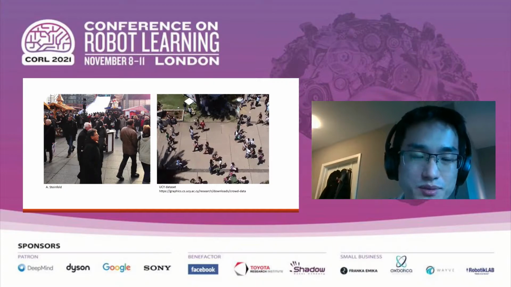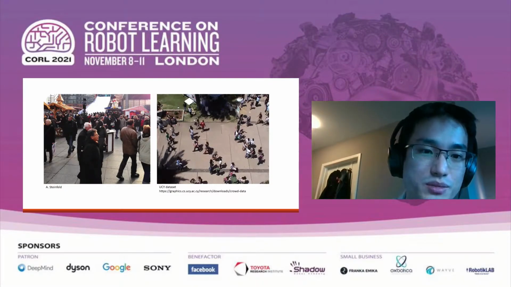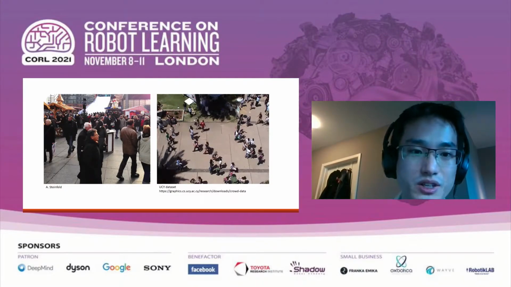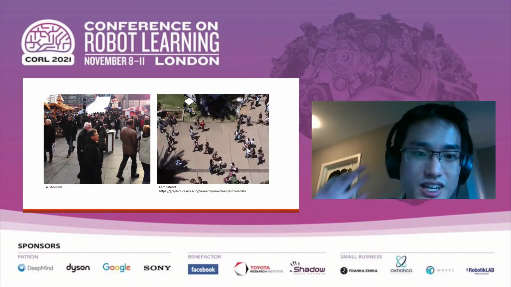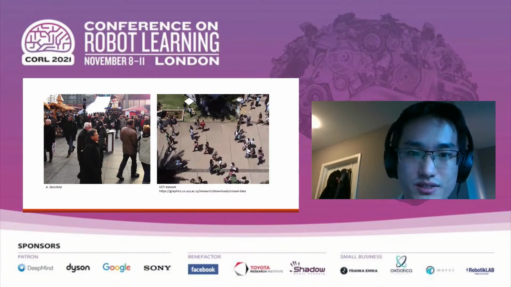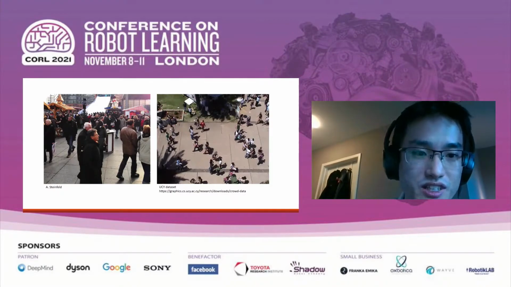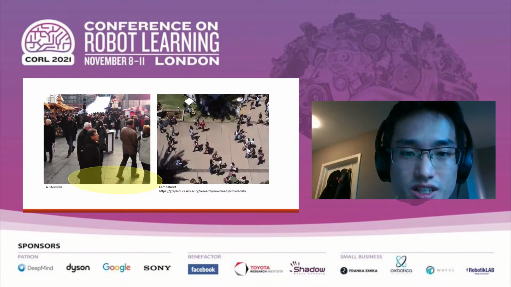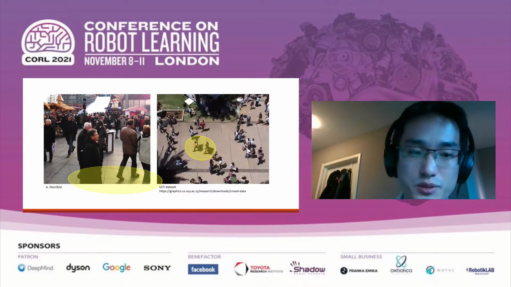We as humans don't typically track the movement of every single pedestrian, but rather we group pedestrians with similar motions together and just track the motion of the group. For example, we can define a group for this group of 4 pedestrians over here, or another group for this group of 4 pedestrians over here.